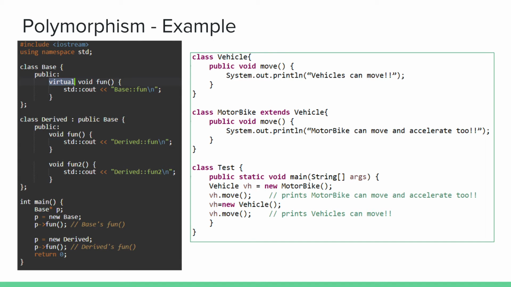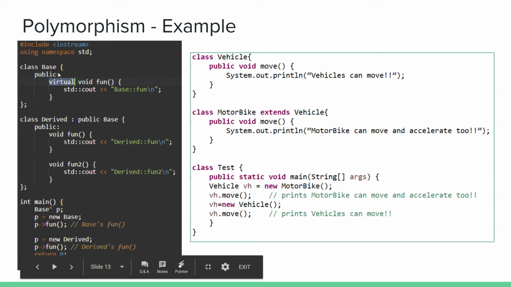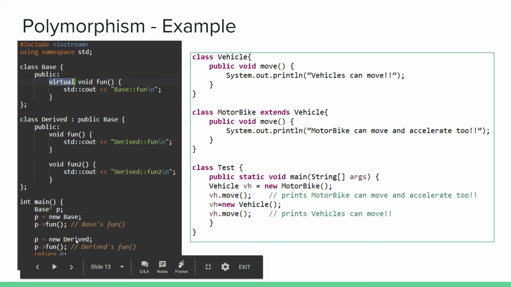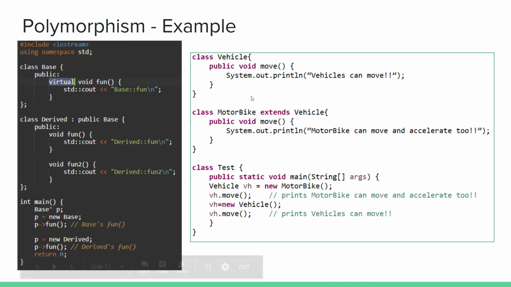So here is an example of polymorphism in C++. Here you have a base class and you have used the virtual keyword in the base class. Then you have a derived class that is deriving from public base, and you have overwritten the function fun. So when you run this code, when you create a new base object, you get "base is fun", and when you create a new derived object, you get "derived is fun". So it is overwritten.